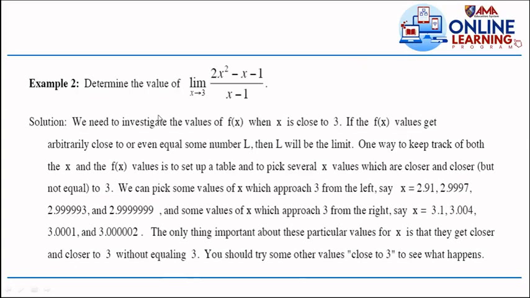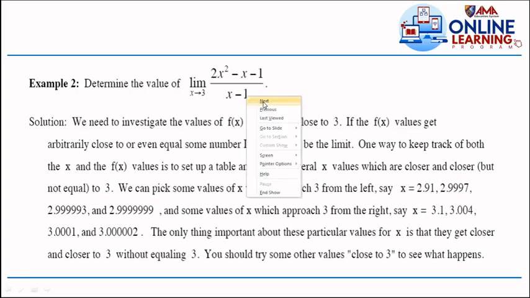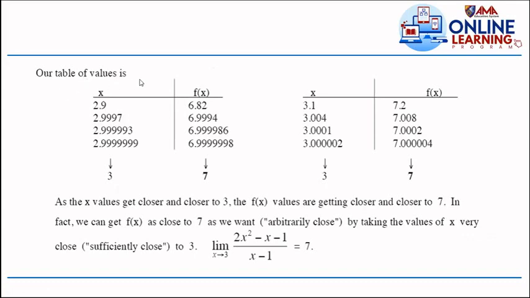Pero pag titignan po yung functions po natin, yung denominator natin, if we're going to substitute this one, 3 minus 1, our limit is not equal to 2. So there's no need to factor our function. Pero ang gagawin po natin solution dito is we're going to use the table method. Sabi dito, our table of value is if x is equal to 2.9, the function of x is equal to 6.82. So, saan po nakuha yung 6.82?